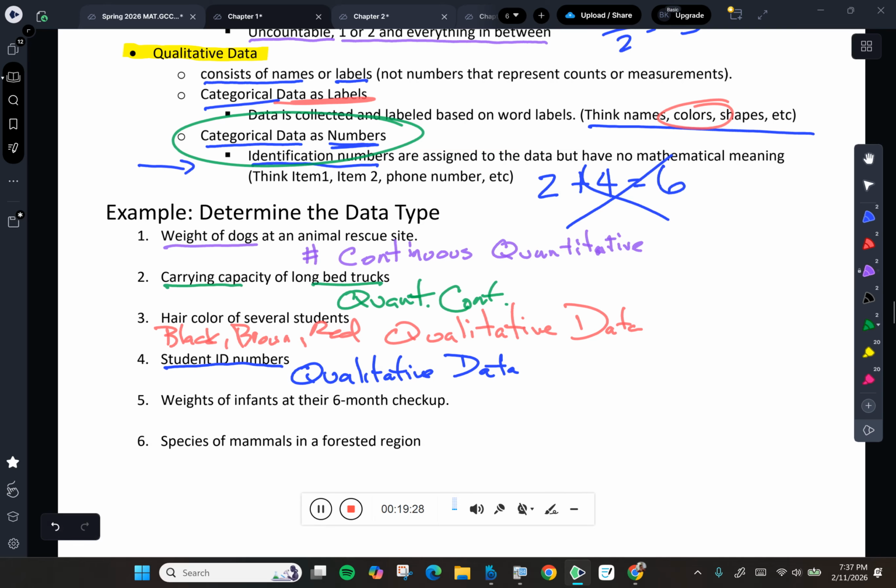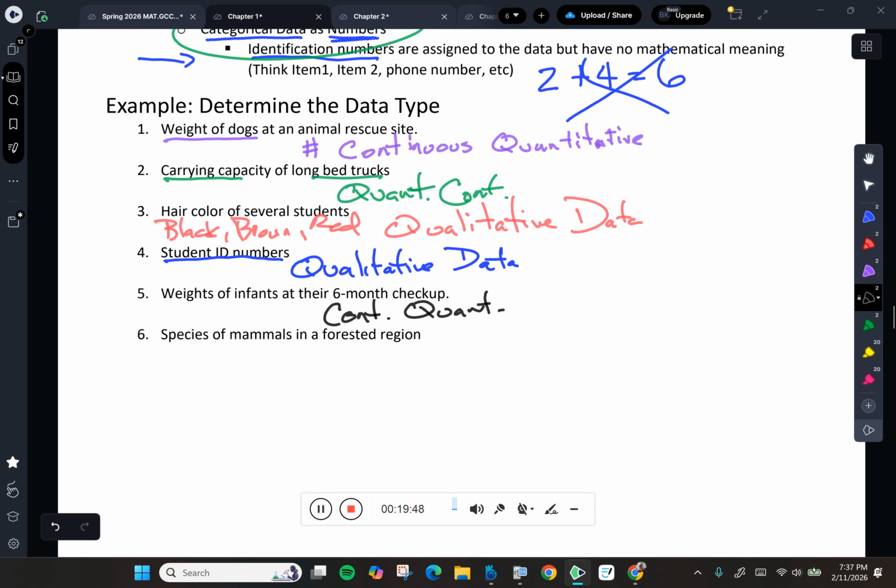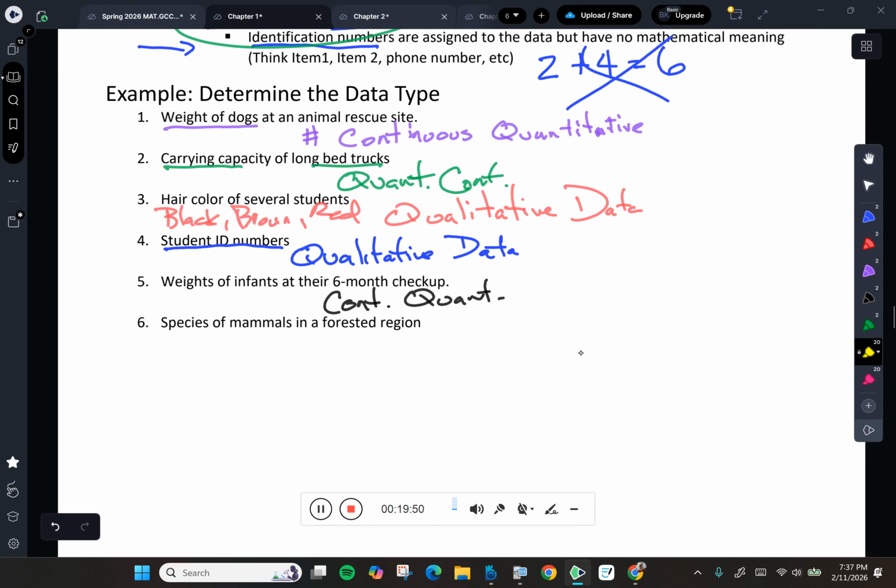Well, weights of infants at their 6-month check-in. Could you have a 4-pound baby? Could you have a 5-pound baby? Could you have a 4.5-pound baby? Could we add them all up and get an average baby? Looks like we're looking at another continuous quantitative data set.